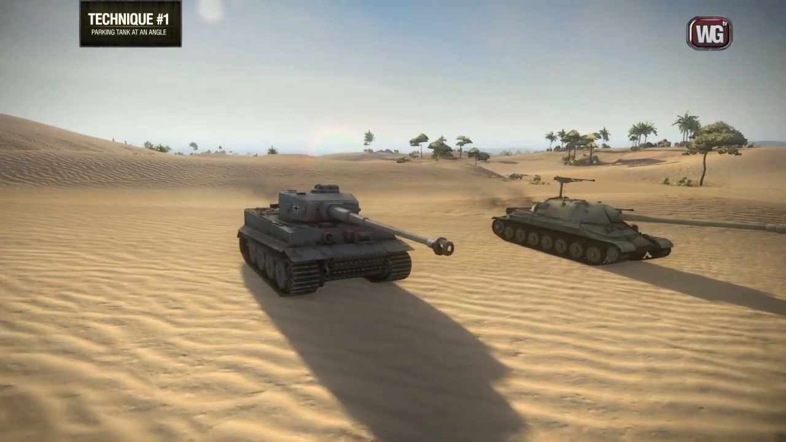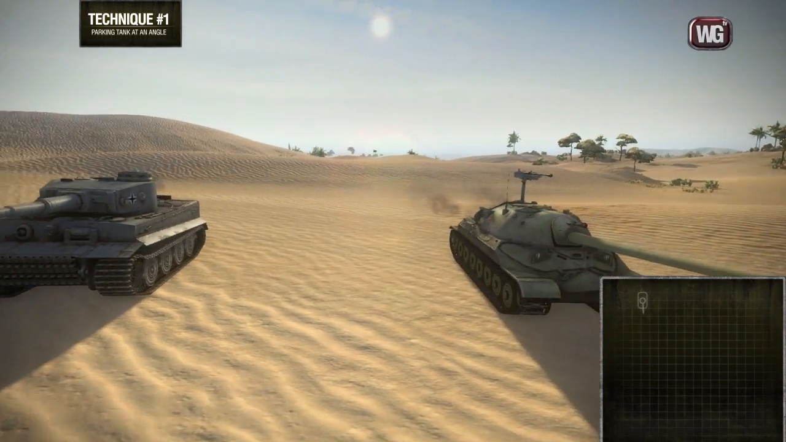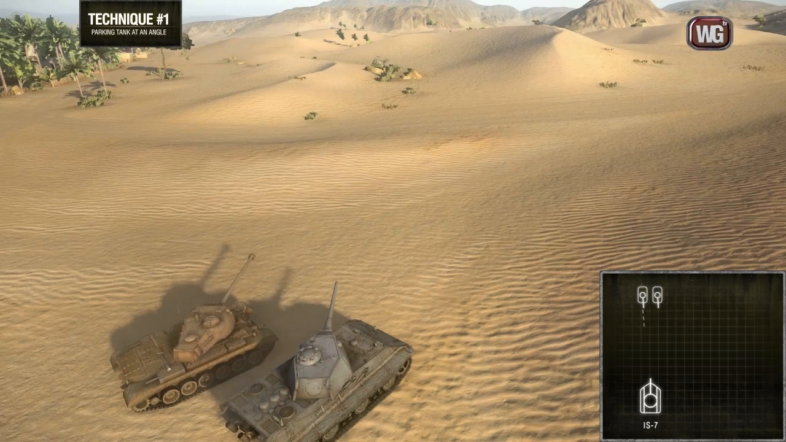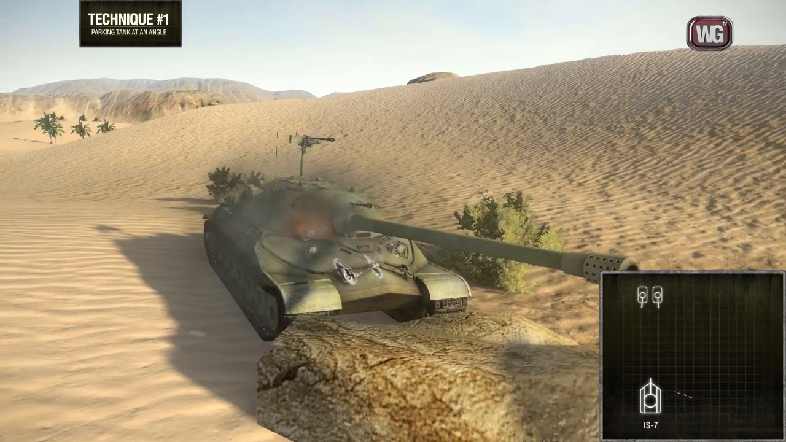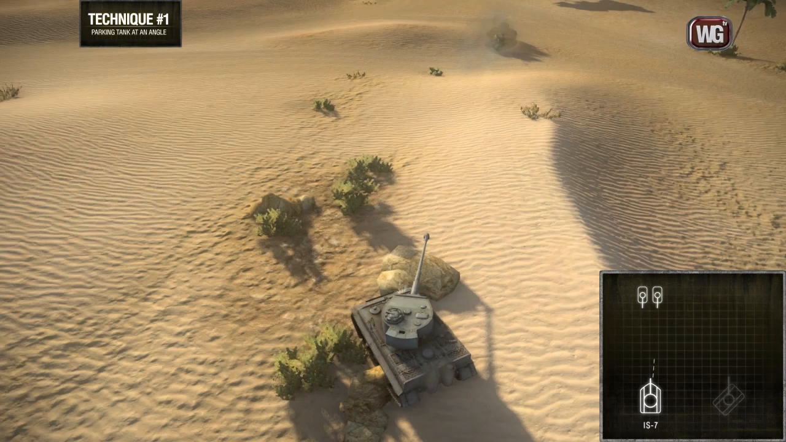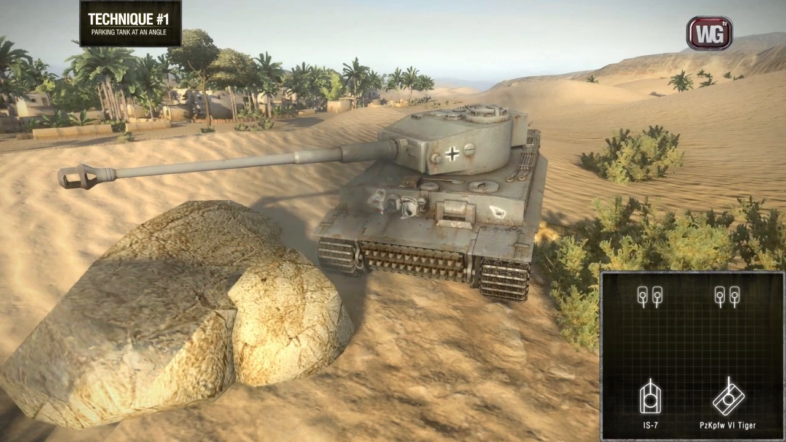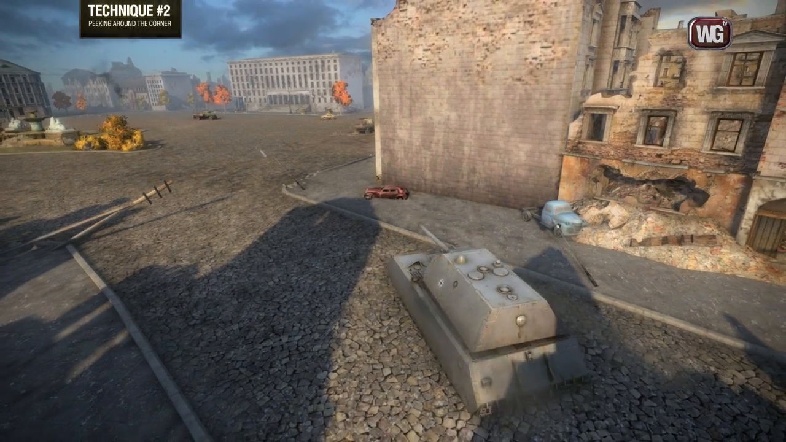Here's an example using 2 well-known vehicles. The Soviet heavy tank IS-7 is armored so heavily in the front and poorly on its sides that it's better to face the enemy head-on than diagonally. On the other hand, the German Panzer VI Tiger is more resistant when parked at an angle due to its massive flat frontal armor. Technique number 2.